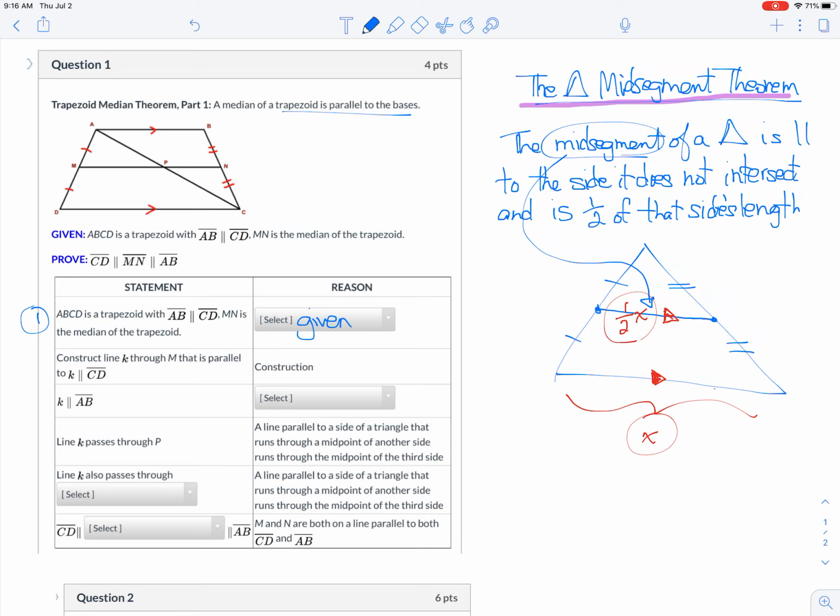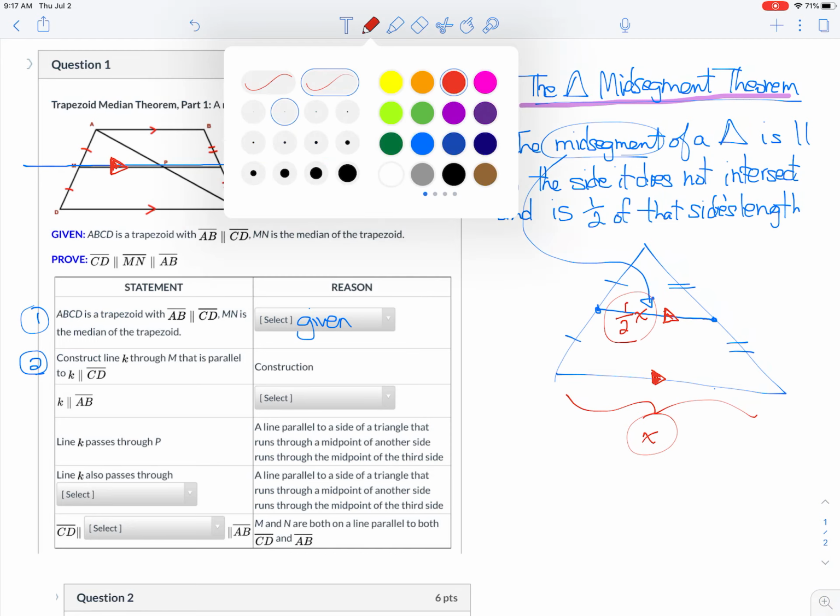We've got AB parallel to CD, and MN is the median. Then, line 2, we can construct line K through M that is parallel. It's not shown here, but I'm going to put it in here. This is now line K, and it is parallel to CD. Actually, not by definition, by construction, we're making it so that it's parallel.